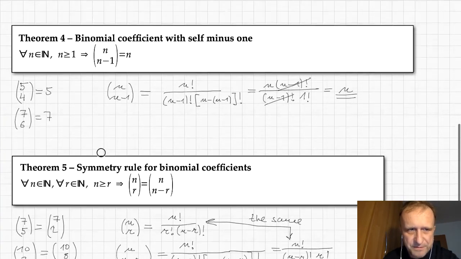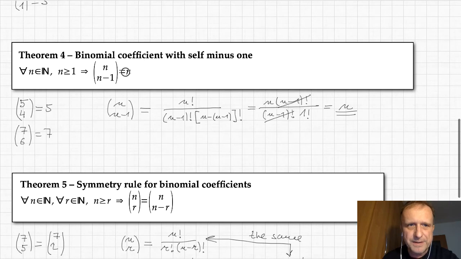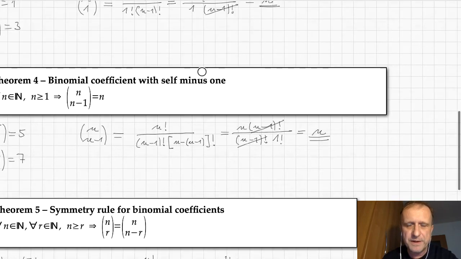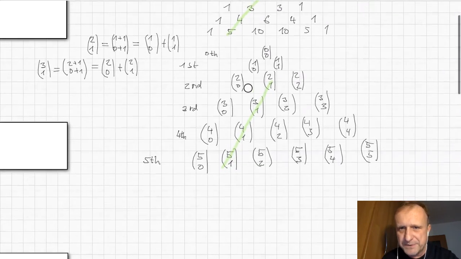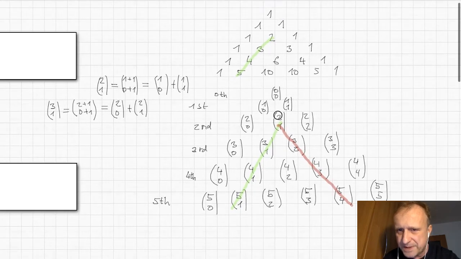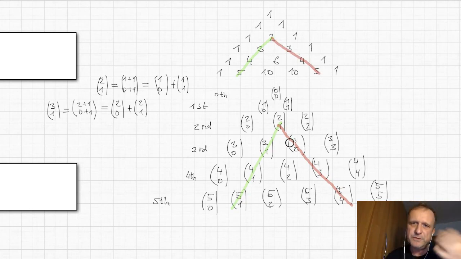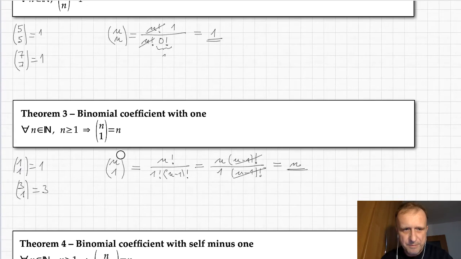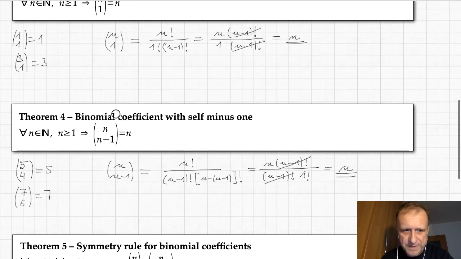Now there was the fourth theorem telling you that the binomial coefficient of n and n minus 1 is always n. It tells you that these numbers here should be always the same as the numbers on the top. 2, 3, 4, 5, you see here. So this is what theorem number 4 tells us.